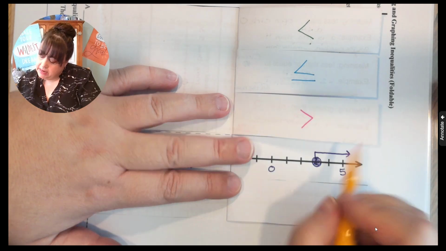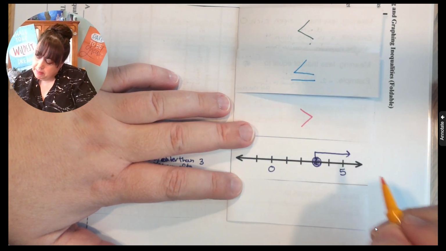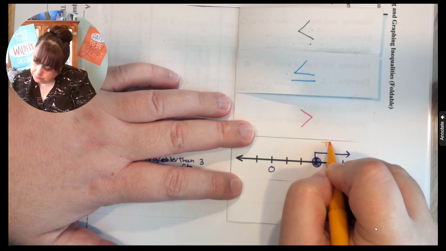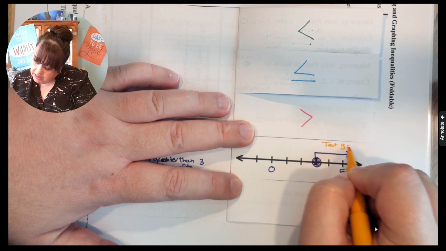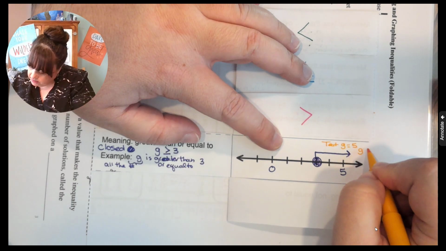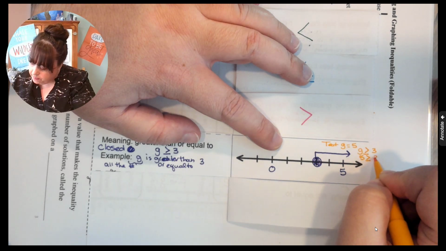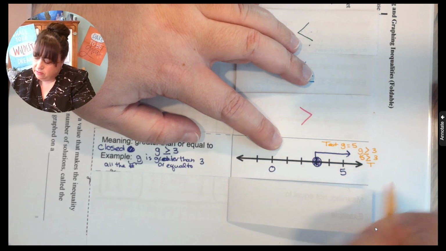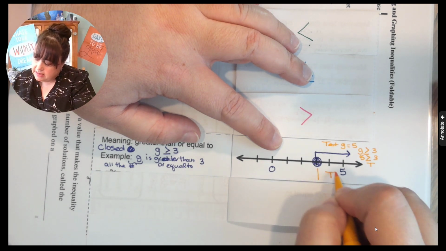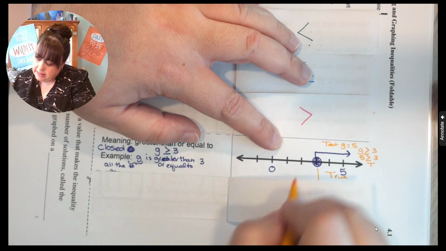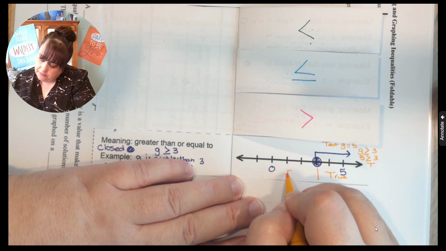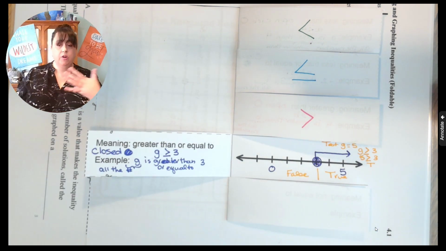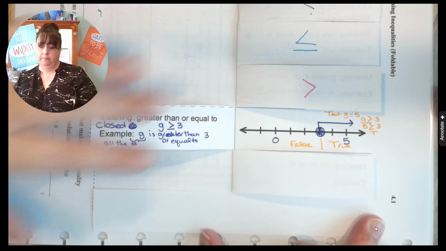So I'm going to test 5 into g is greater than or equal to 3. So g is greater than or equal to 3. Whoops, I forgot to put 5. That's okay. Yes, 5 is greater than or equal to 3, making this side the true side and this side the false side. And we never go over the false side.